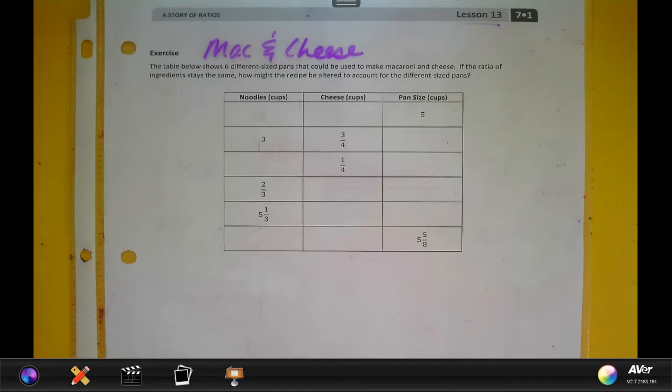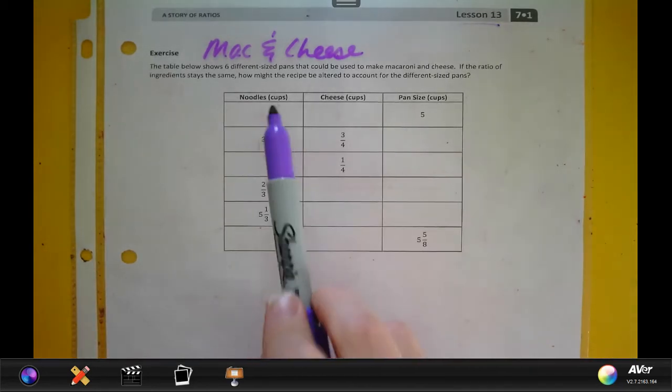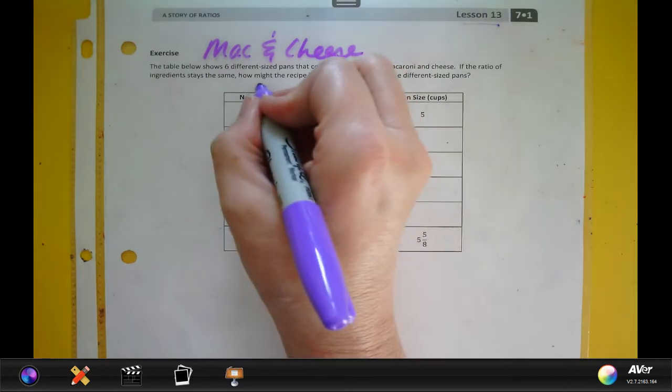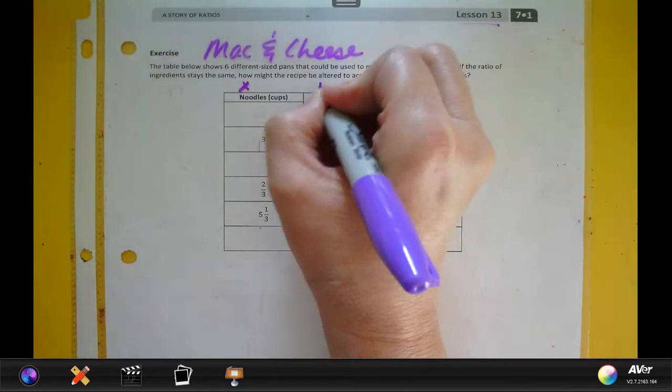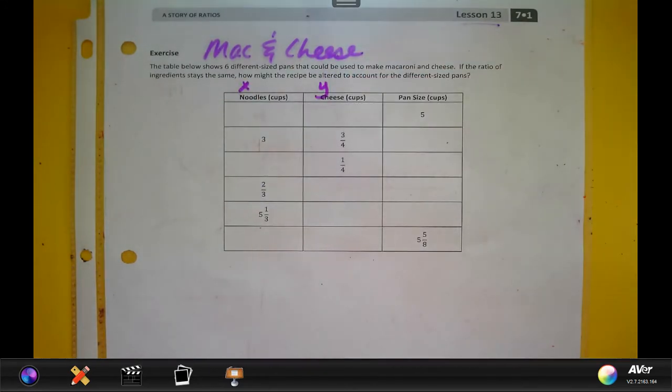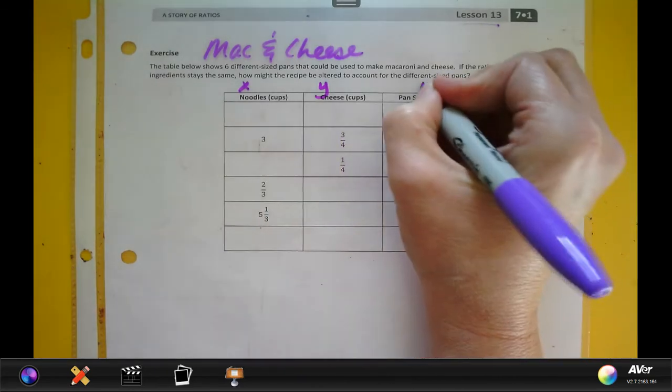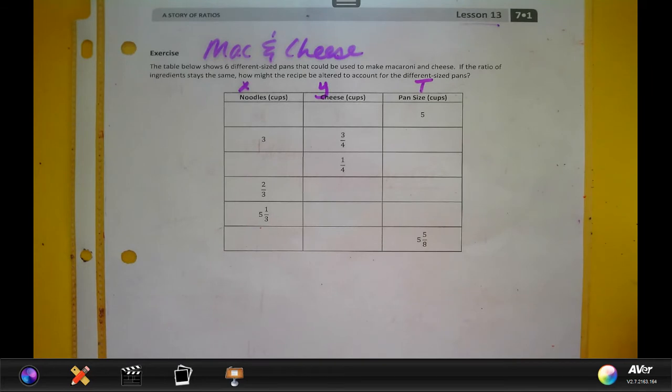Okay, we're going to go through the final exercise of lesson 13. I'm calling this the mac and cheese problem. The first thing I want to review is that in a table like this, the first column is X, the second column is Y, and in this case, they're asking us to add together the noodles and the cheese to get the total in the pan.